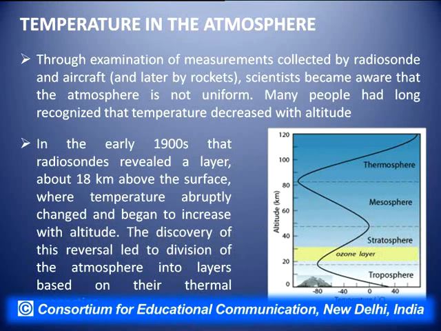Through examination of measurements collected by radiosonde, aircraft, and later by rocket, scientists became aware that the atmosphere is not uniform. Many people had long recognized that temperature decreases with altitude, and through this diagram one can see a very clear picture denoting the decrease and increase of temperature through the increase of altitude.